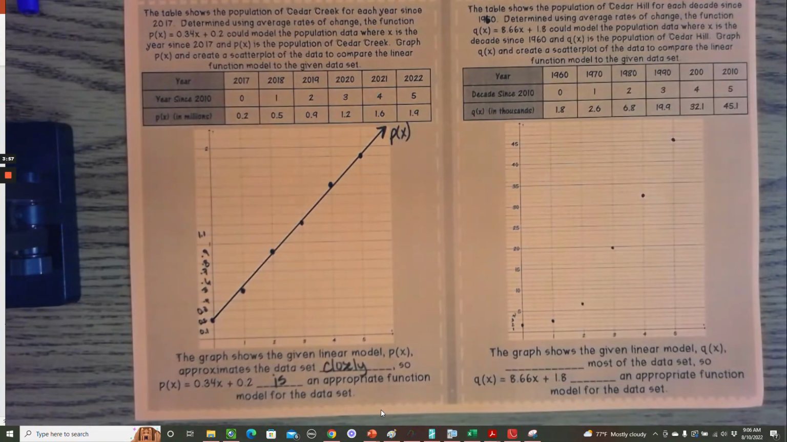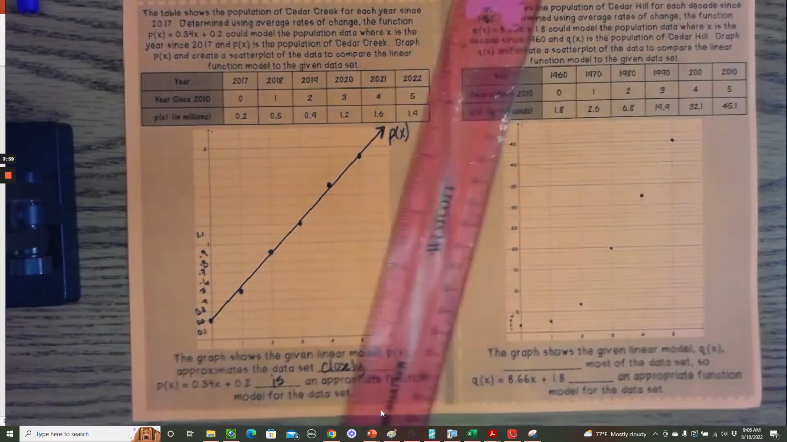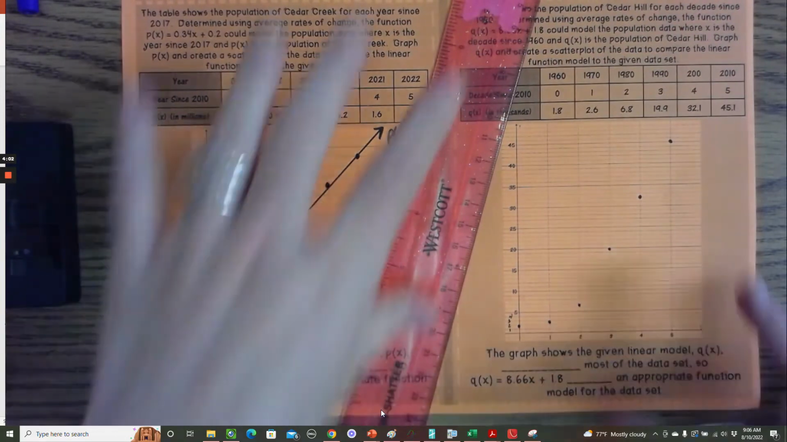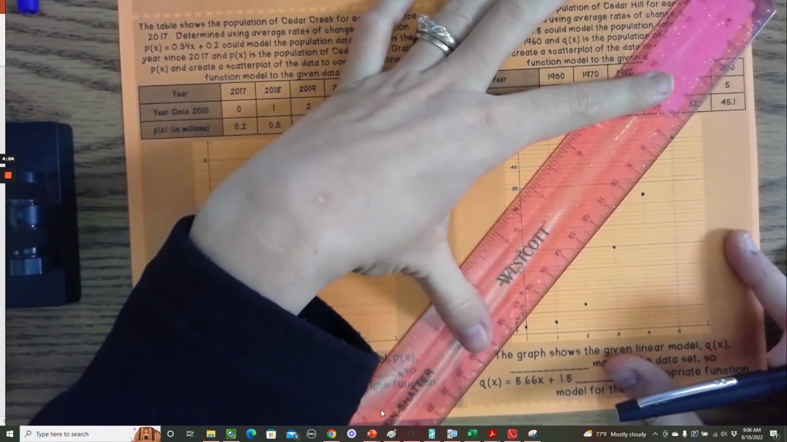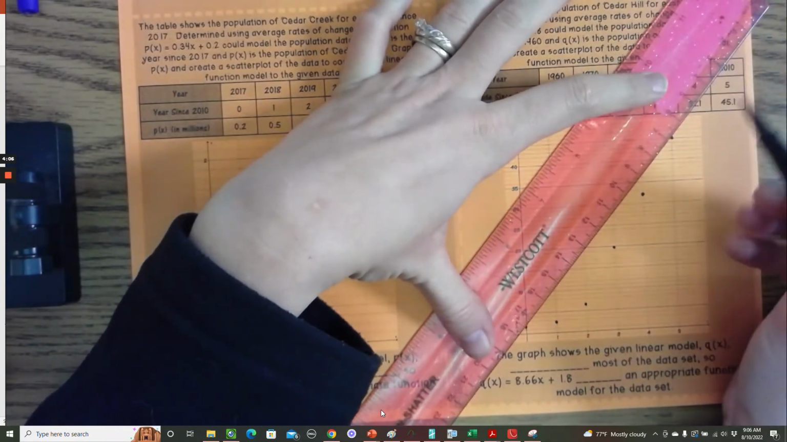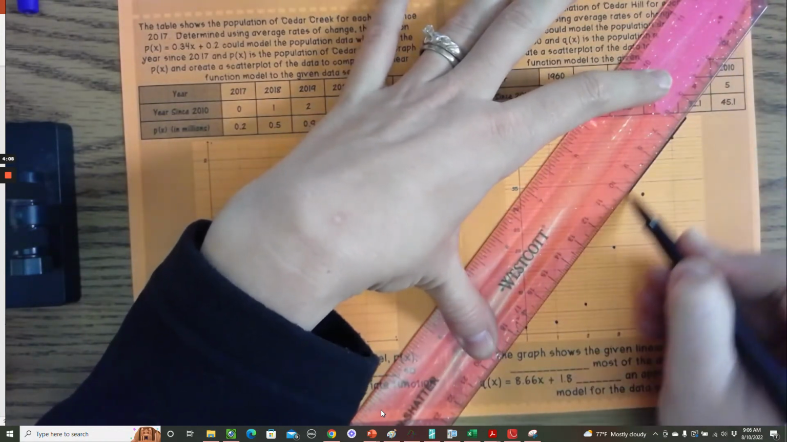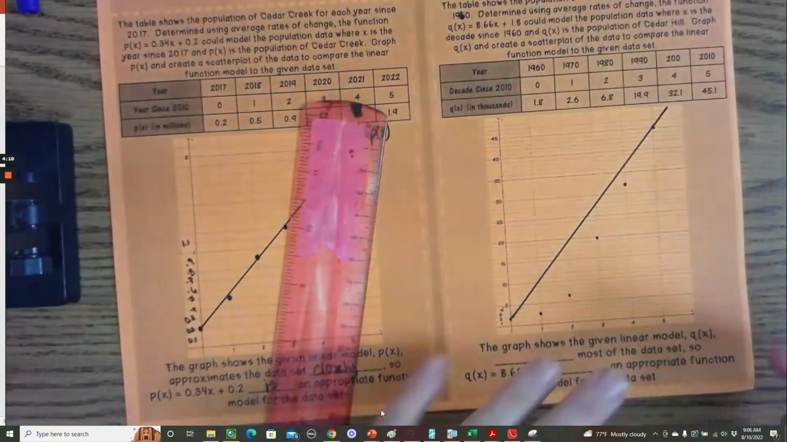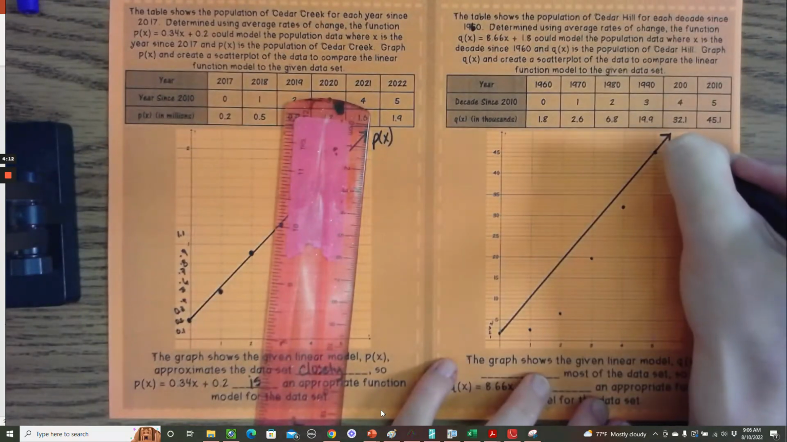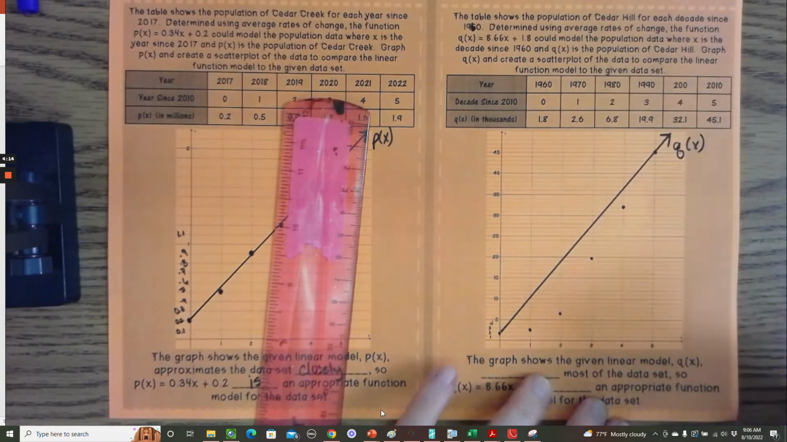Okay, so if we graph the line, again, it's doing average rates of change, so we just take the first and the last points and connect them, and that would be the line. That's the q of x in this case.